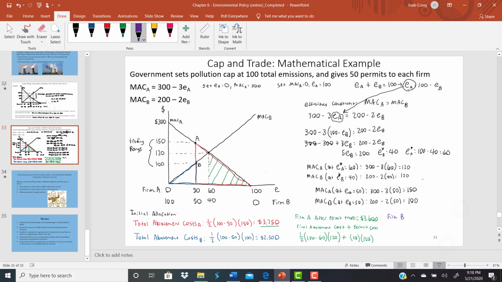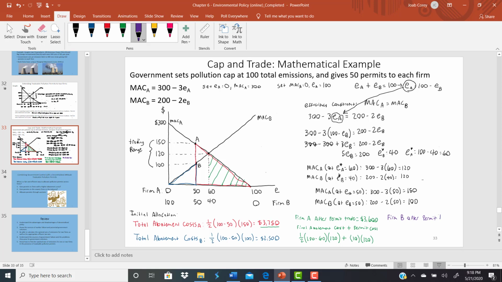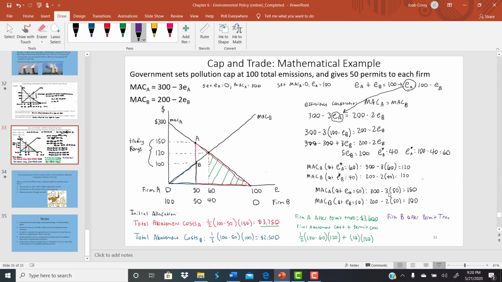So again, this is firm B after this permit trade. All right, so in looking at this, firm B ended up selling permits to firm A. So whereas they were abating 50 emissions before, now they're going to have to abate a few more given that they are selling some of their permits away. Right, so if we're looking at the total cost for firm B, it's going to be the final abatement cost, which is going to be higher than it was initially for firm B, right?